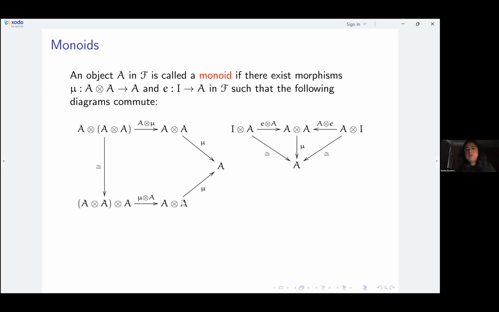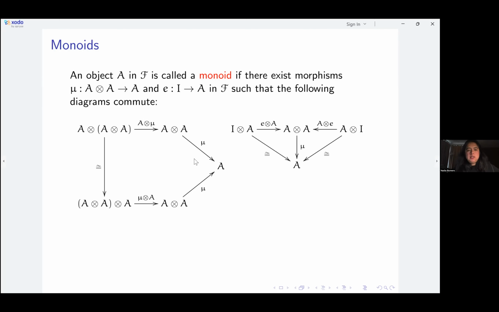And the other diagram says that we have an identity, as we have for rings. On the left and on the right, we have the isomorphism between A and I tensor A. And what we're saying is that this morphism E behaves as an identity. So I'm taking E and the identity, and then mu, and this should be the same as just the isomorphism of the identity.